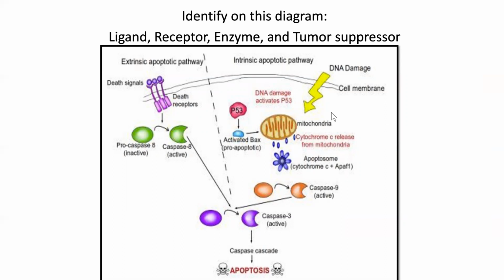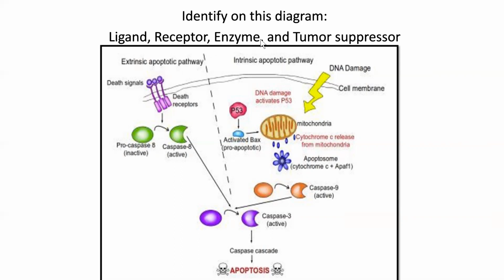All right. Hopefully you paused it and identified everything. The ligand is going to be the signal coming from your cell. In this case, these are death signals. The receptor is who responds to the signal. That would be these death receptors. So here's my ligand and the receptor.